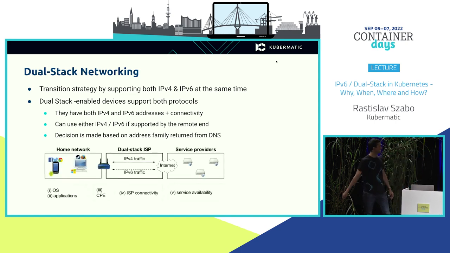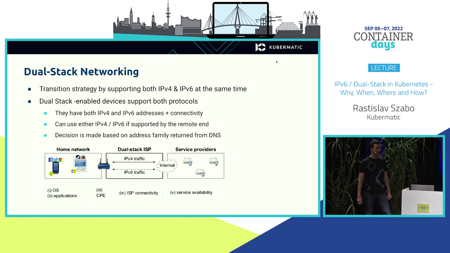This picture shows the different places where dual stack needs to be supported to have end-to-end dual stack connectivity. So first, if you want to use it in your home network, your network needs to be set up to run on both IPv4 and IPv6. Your CPE, customer premises equipment from your ISP, needs to support it. Then your ISP needs to support both IPv4 and IPv6. And eventually, the service provider of the service that you are trying to reach needs to be both IPv4 and IPv6 enabled.